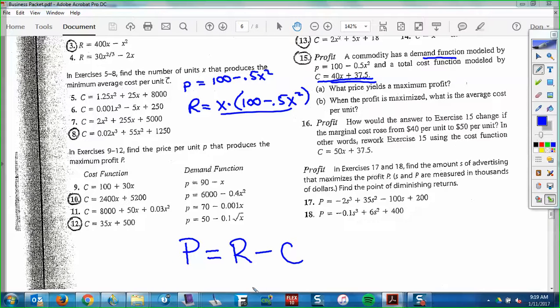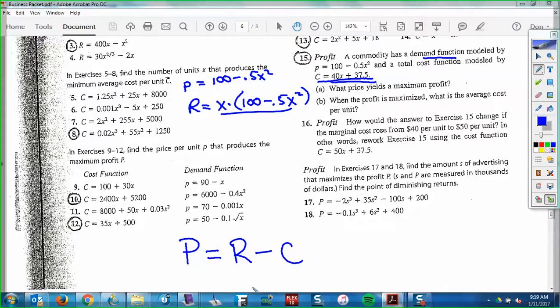And so your profit, what price yields maximum profit? So you're going to do P prime, set it equal to 0, and so on, right? So you're going to do your revenue minus your cost, okay? And then when the profit is maximized, once you find that X, what's the average cost per unit? Well, remember, average cost per unit was your cost equation divided by X. So that's how you answer that.